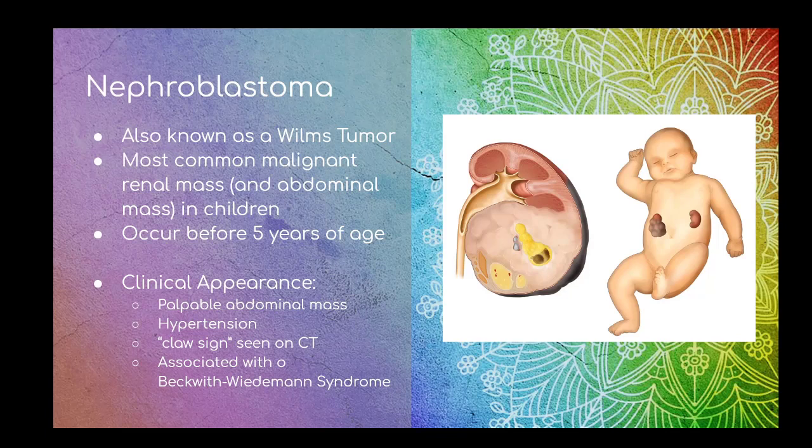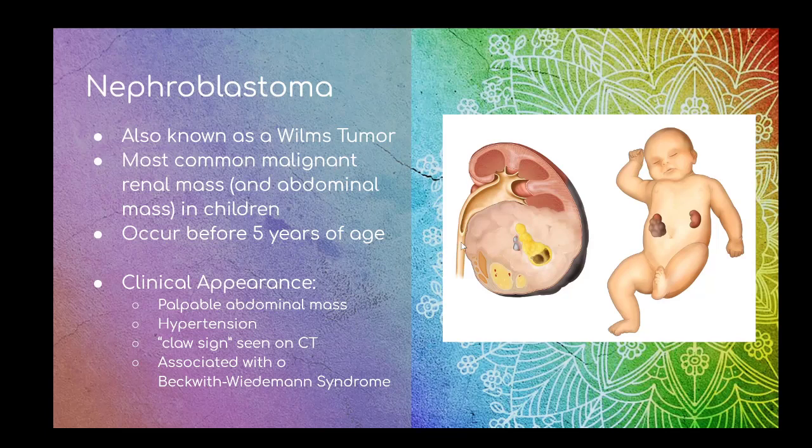The other thing to put in your memory, this is the most common malignancy of the abdomen in children. So nephroblastoma is number 1. We're going to learn in a minute here that neuroblastomas are number 2. Hepatoblastomas are number 3.